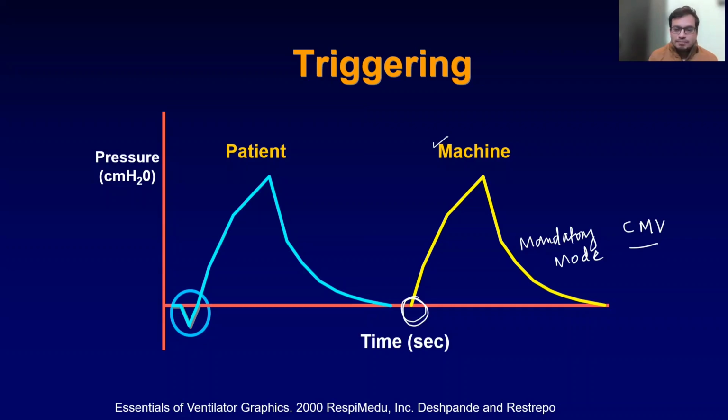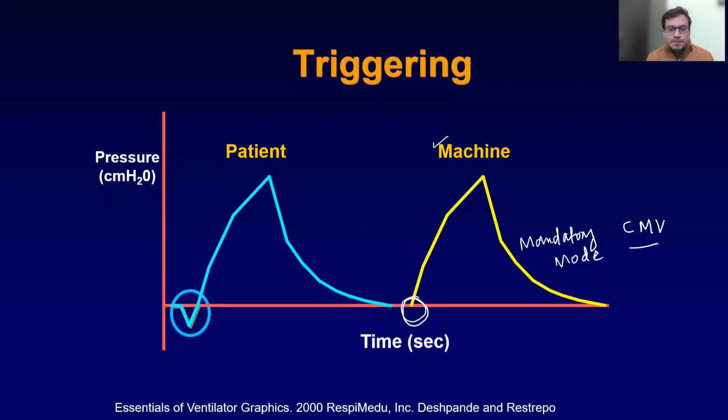Okay, so that was the machine. And in patients, the patient decides, okay, the patient triggers the mechanical breath. So the patient trigger is always identified by a negative deflection in the pressure time scalar. So this scalar is called pressure time scalar. And whenever there is a negative deflection before a full inspiratory breath, that means the patient has triggered the breath.